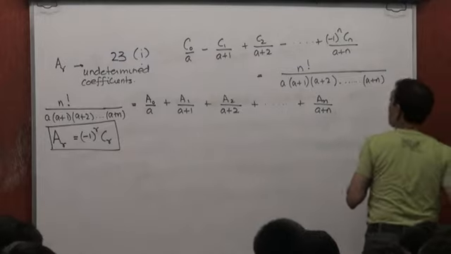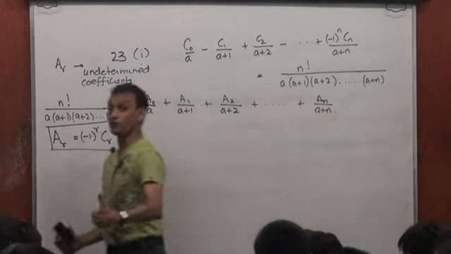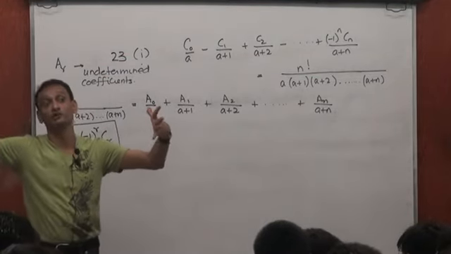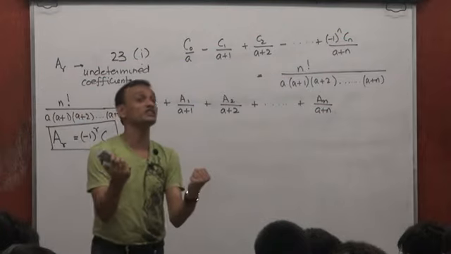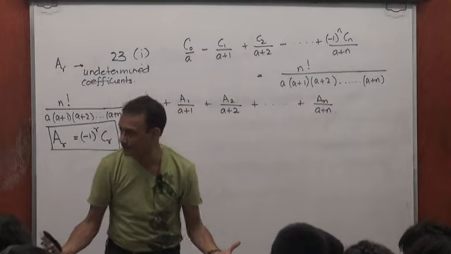Now what I need to exploit here is the fact that this is an identity and it's true for all A. I can judiciously supply values of A on both sides and obtain the coefficients A0, A1, A2, up to AN. That's the blueprint. You know what I'm saying?